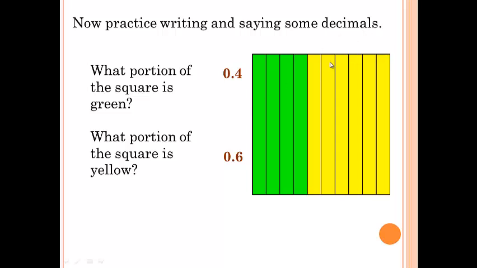Yellow, 6. Count the colored. 1, 2, 3, 4, 5, 6. Colored over all. How many columns? 10. So 6 over 10. Write it with the point, 0.6, as you see.